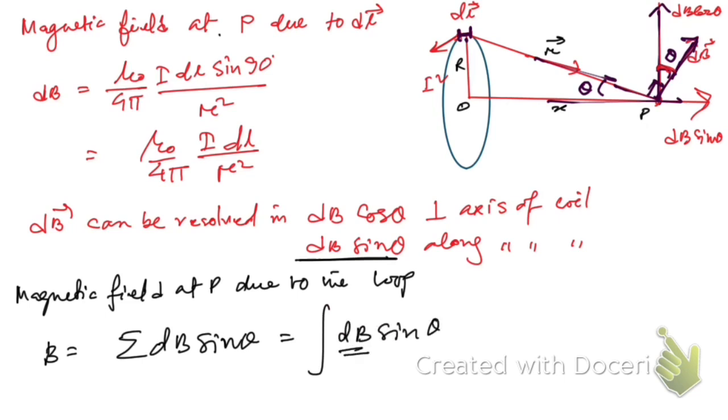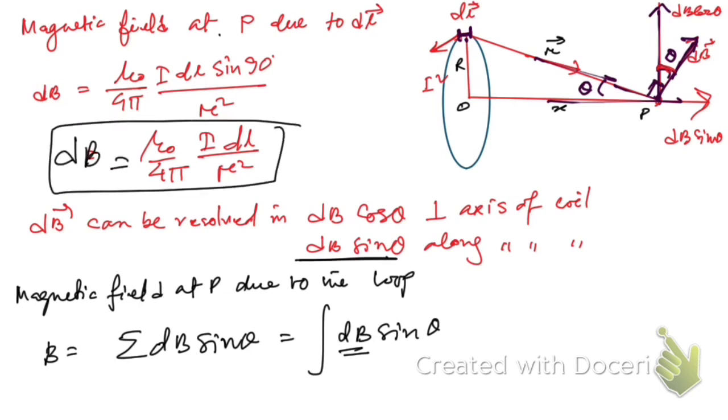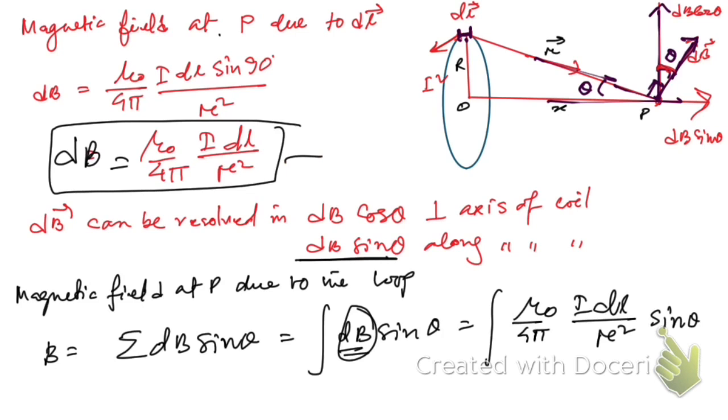Now let us replace this dB by this expression. Okay, then what are you going to have? Integration of mu naught by 4 pi, I dl divided by r square, and sin theta. This part is replaced by this expression, right? Hope you have understood this. Now you see here this part is constant, only we can keep the dl. Here you see we can rearrange this term this way.